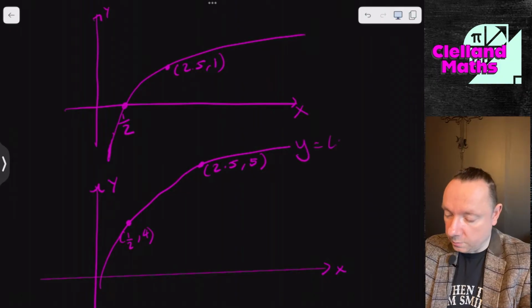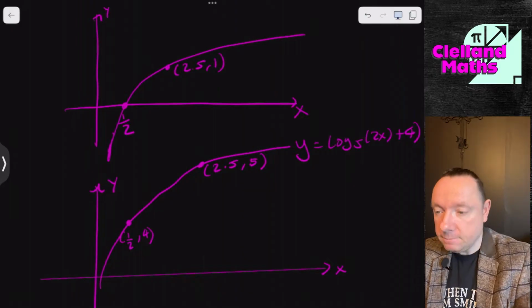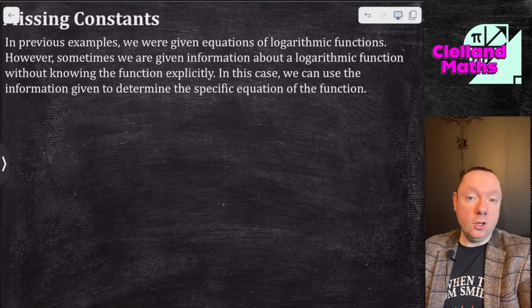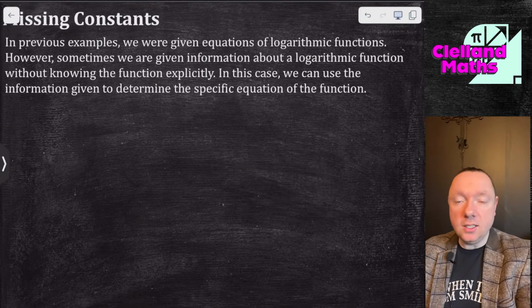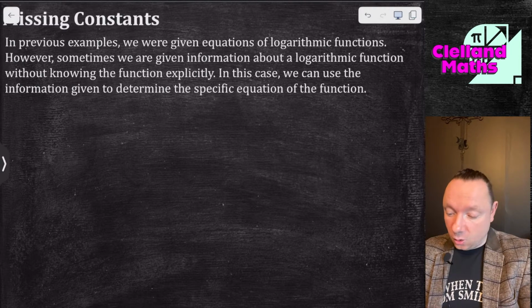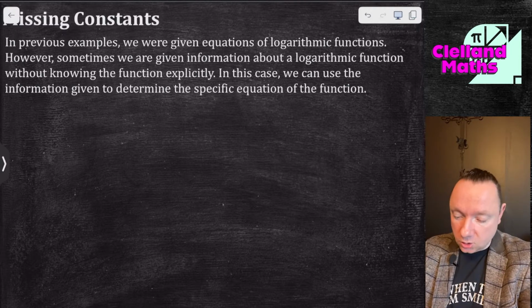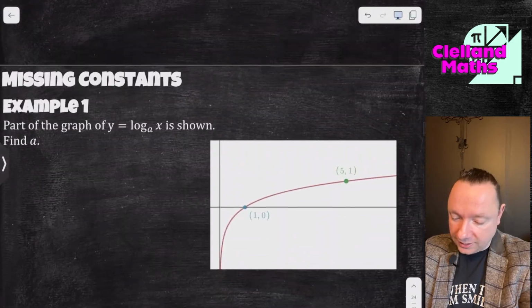Y equals log base 5 of 2x plus 4. And we're done there. Again, we can look at logarithmic equations with missing constants and look at graphs to see if we can work out those missing constants as we did in the exponential one. So let's get into that straight away with an example.